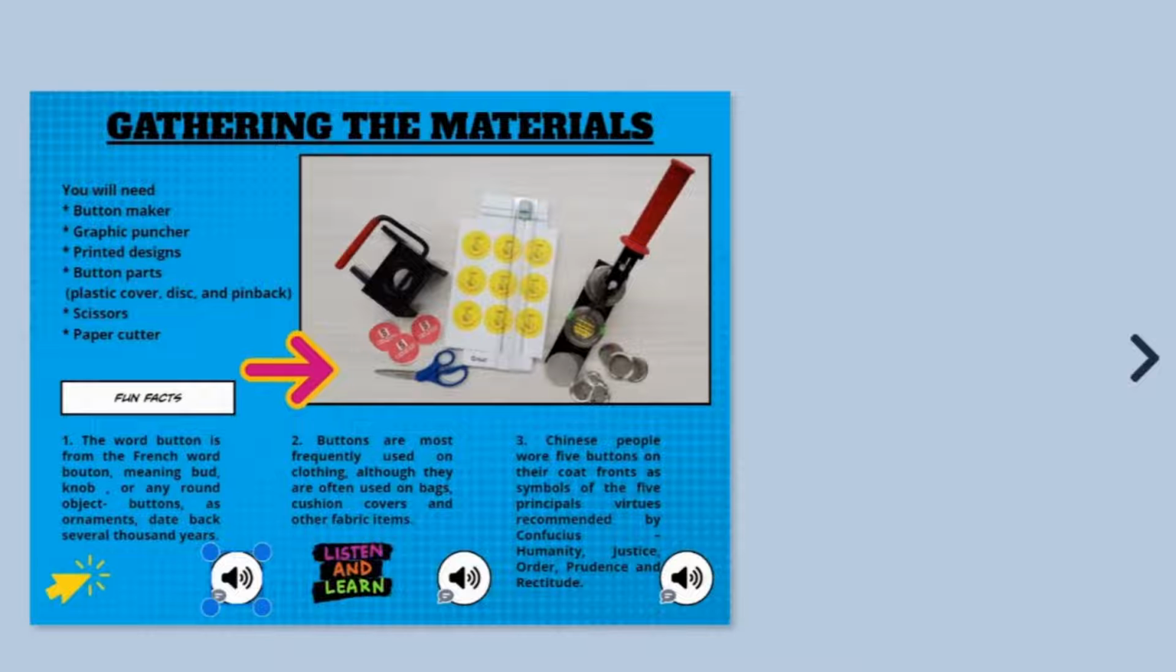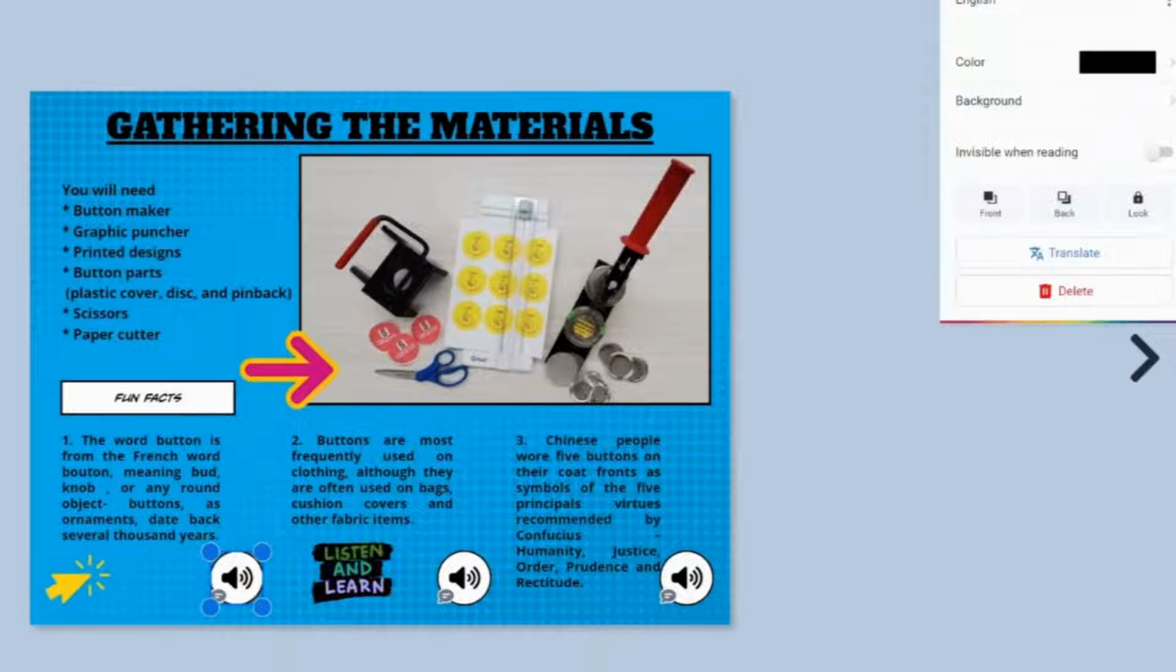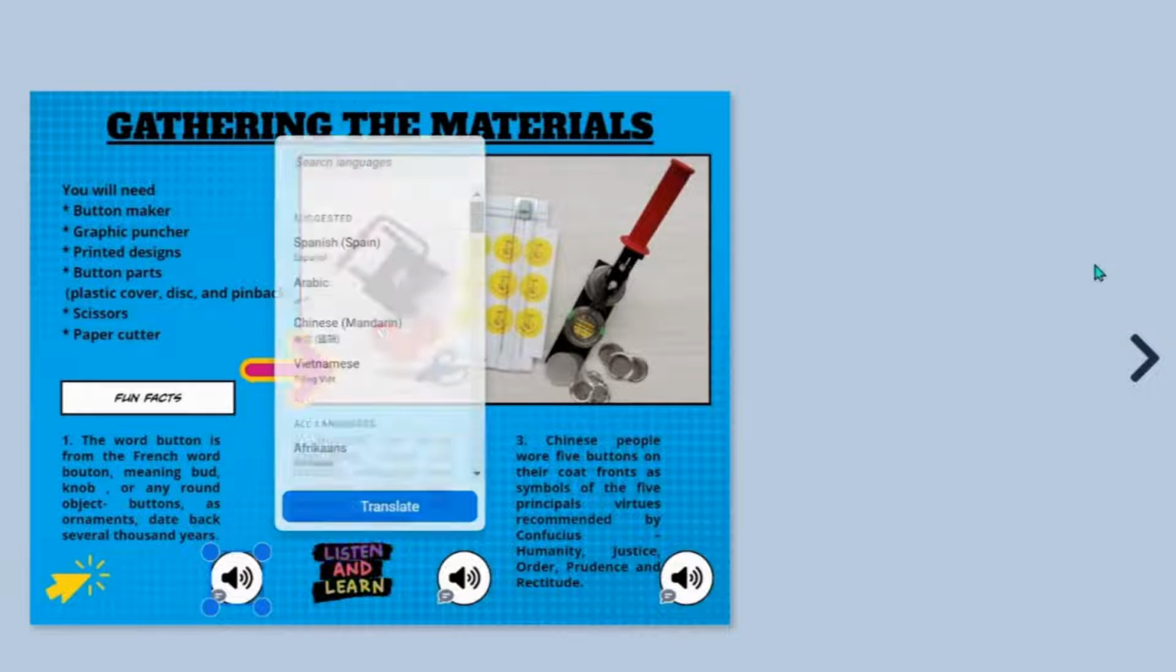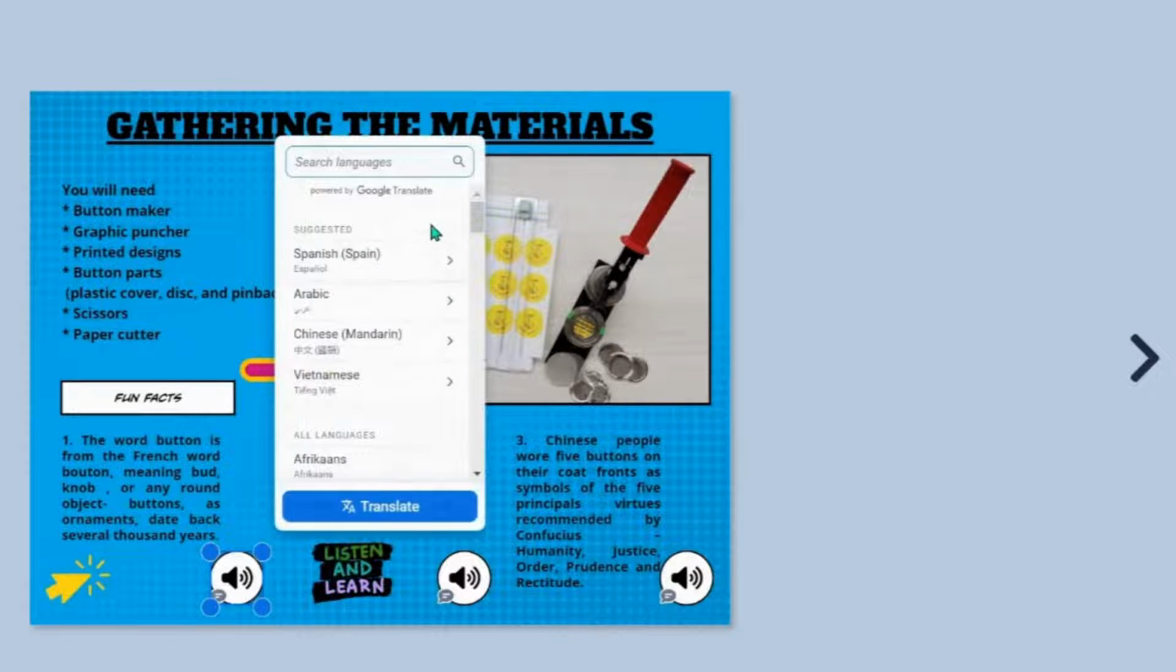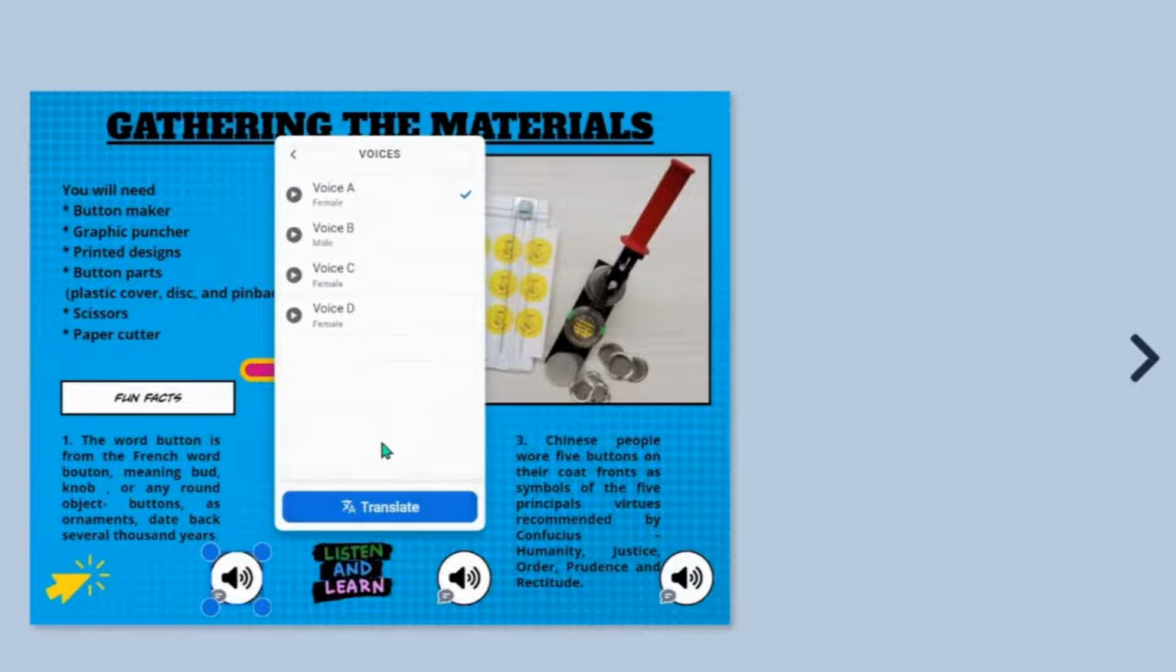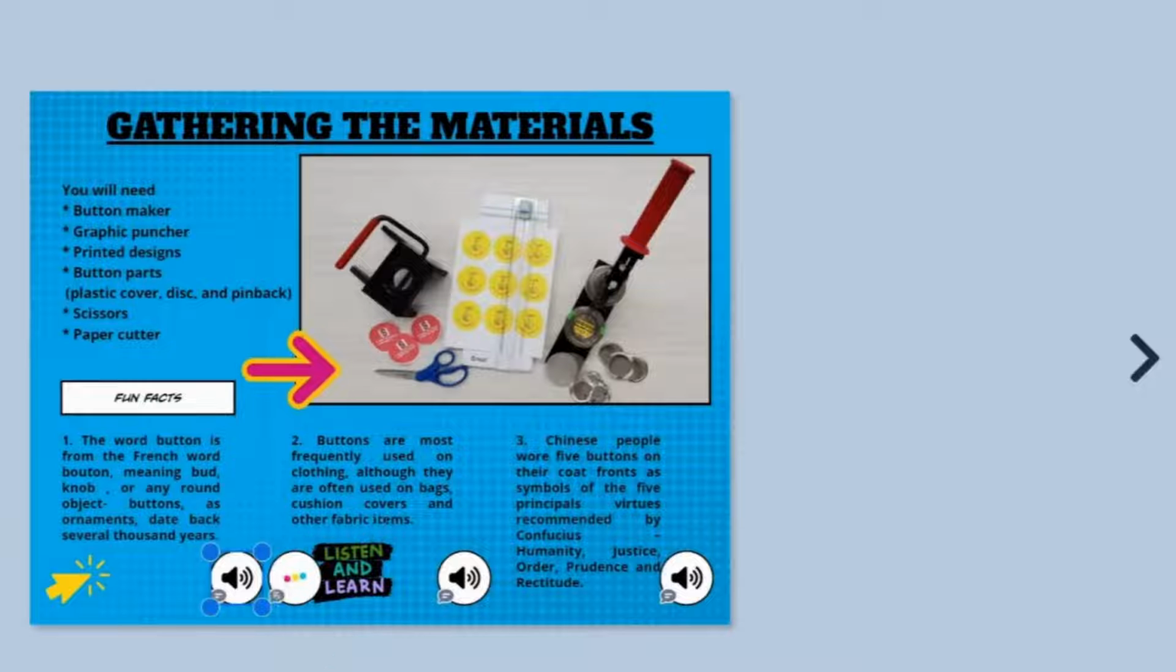Now if I go up to the letter I now for the inspector, I can now translate that transcript. And it says here, search for languages. So I'll choose Spanish. And we have different voices. Esta es una grabación. I'm going to translate that transcript.